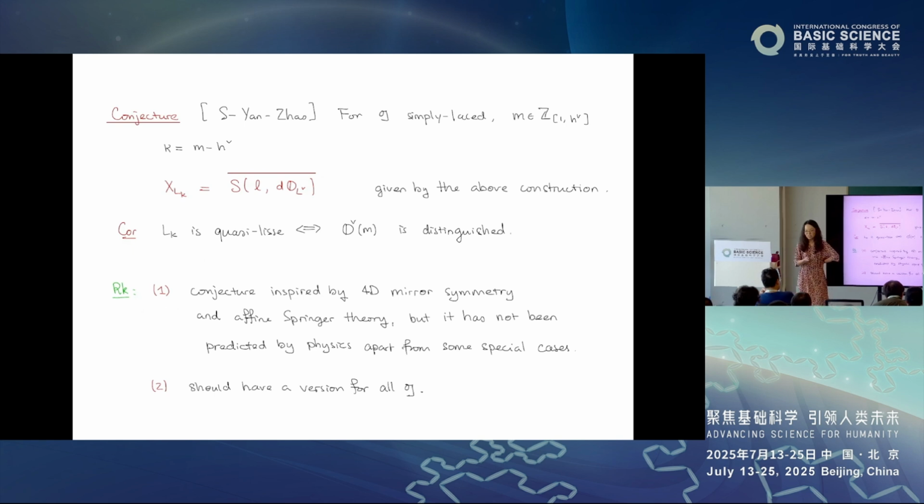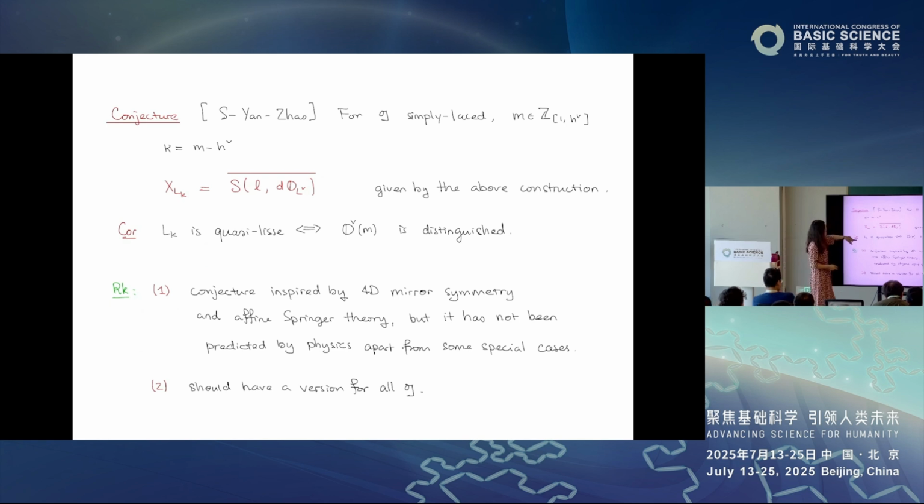So this may give you a reason to believe it or not. I don't know, it depends on your point of view. But for me, it's nice because it's a uniform description for the associated variety. And as I said, there should be a version for all the G.